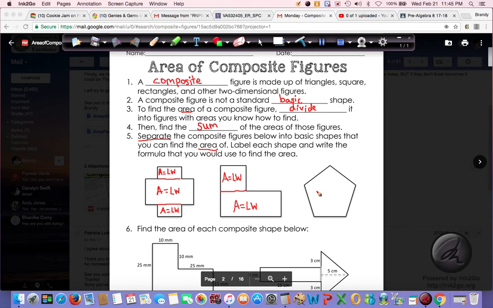And this last one looks interesting. What do you guys see? I could do it this way, but then what shape? That wouldn't be a trapezoid because this isn't parallel. So what I would recommend doing is breaking it across the top. You see that? Right across the top. So what 2 shapes do we have now? I think it's pretty obvious that we have a triangle up top. So remember, triangle formula is area equals 1/2 the base times the height.